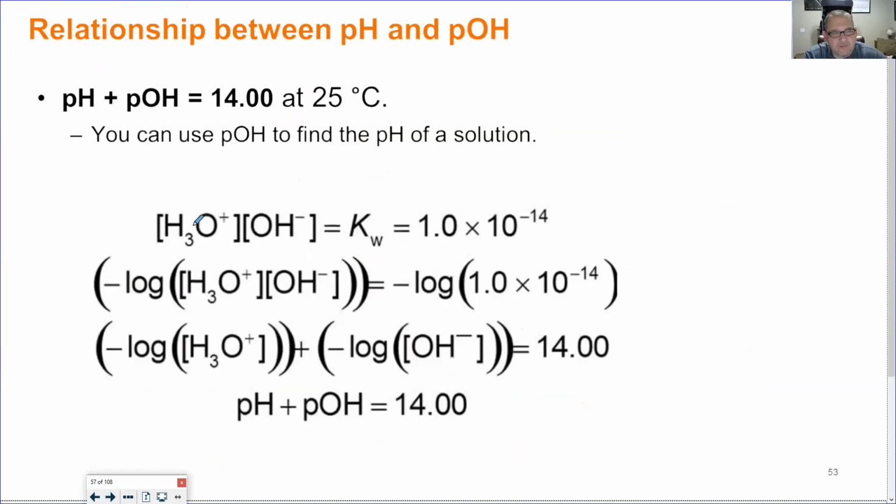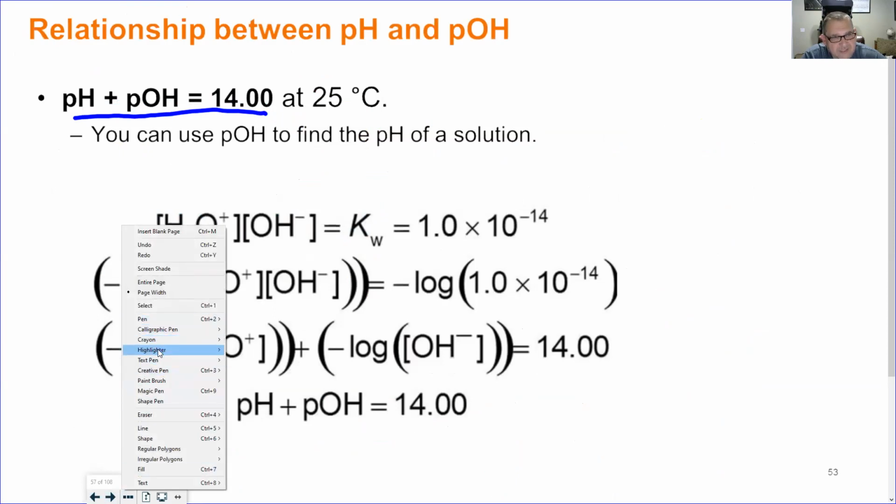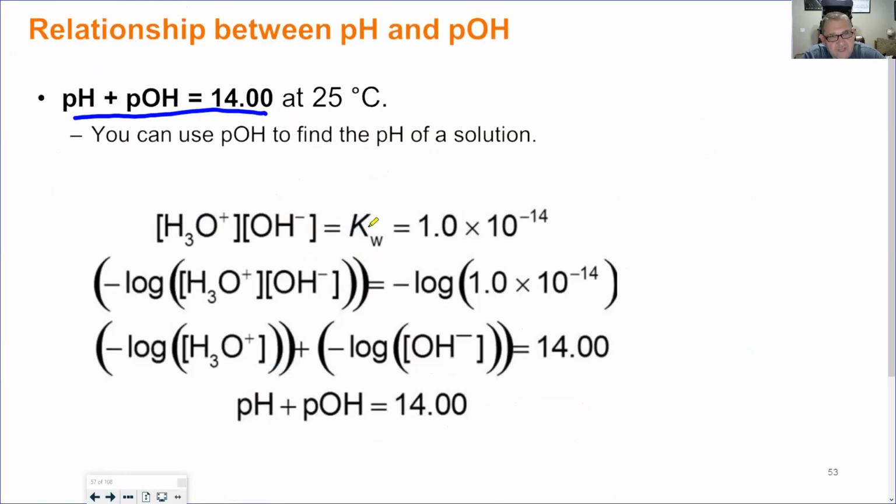So where that comes from is that this equation is a derivation of the ion product constant of water. And the ion product constant of water said that Kw was equal to the hydronium ion times the hydroxide ion concentration. And we know that Kw at 25 degrees is 1 times 10 to the minus 14. So what we're going to do is take the negative log of both sides.